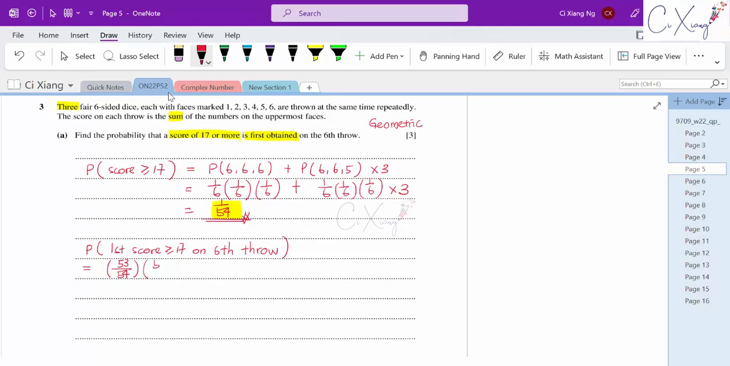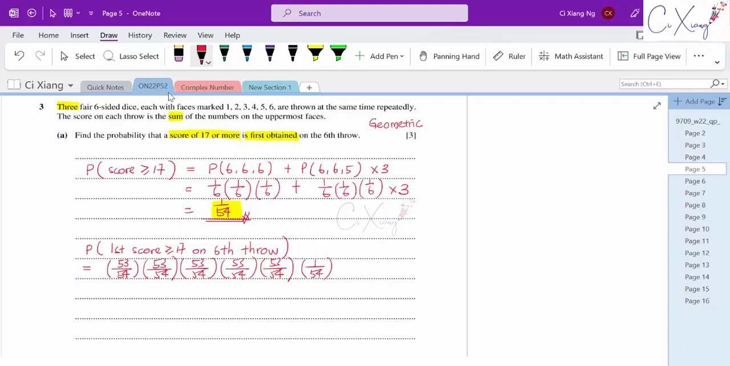And then the first row I didn't get the score more than 17, so it should be 53 over 54. Same thing happened for the second row, also 53 over 54. Third row also the same. Fourth also the same. The fifth row I also didn't get the score yet which is more than or equal to 17. So the sixth row only I get the score more than or equal to 17, which is 1 over 54.